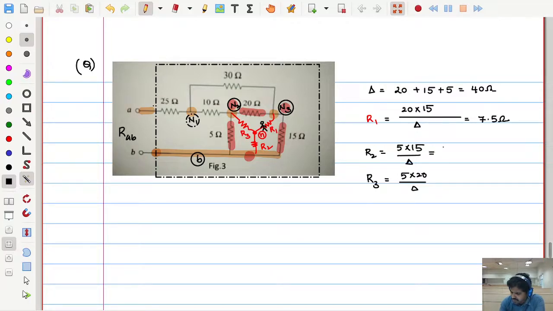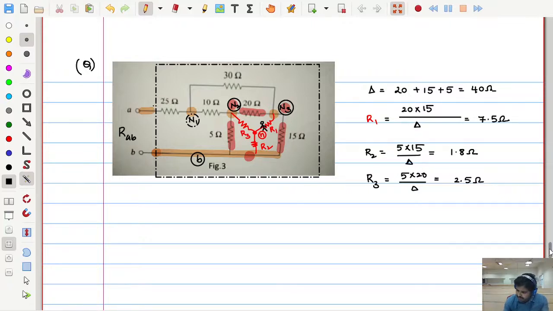What about this? So what about this value? I think this is 2.5 by 40, right? Yeah, 2.5. What about this? Can you give me? 1.8. 0.8, sir. 1.8 ohms. Right, we got these three.